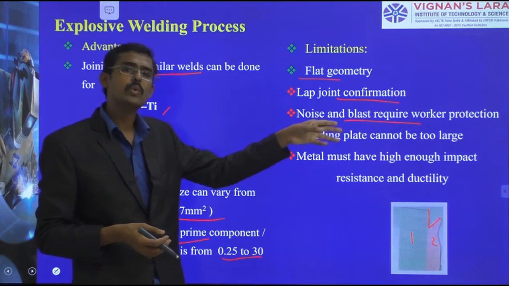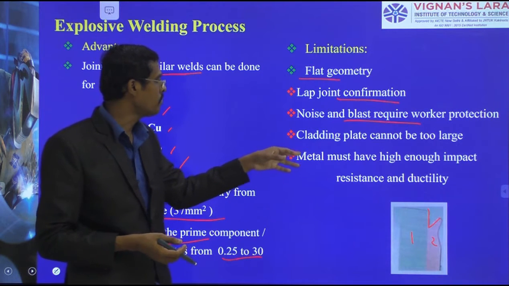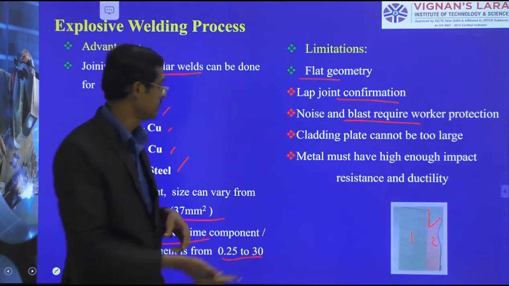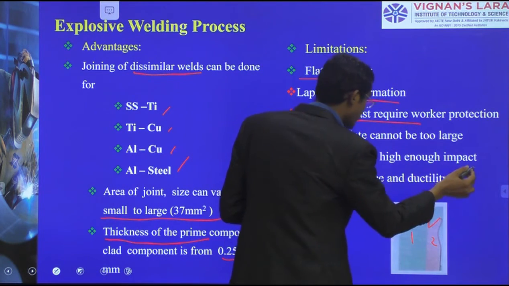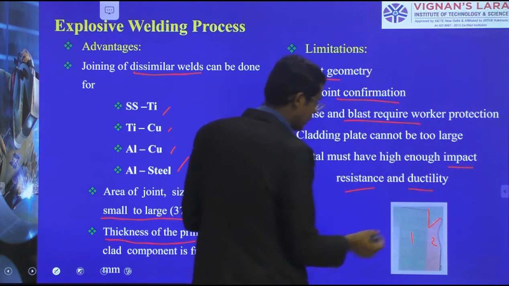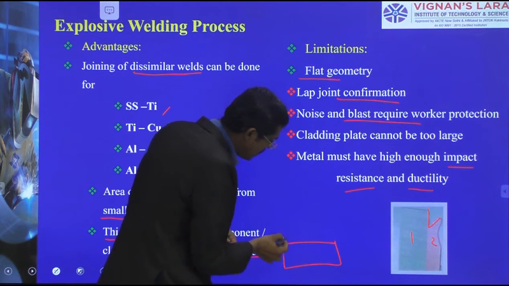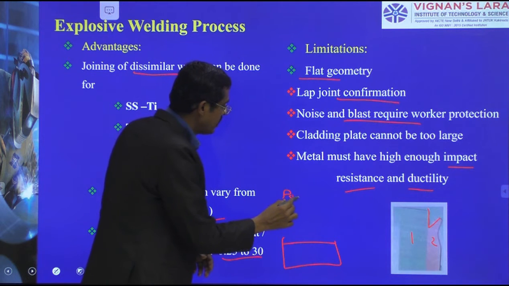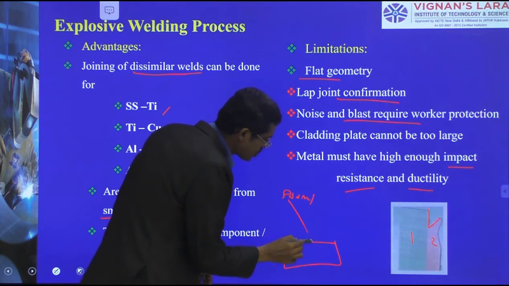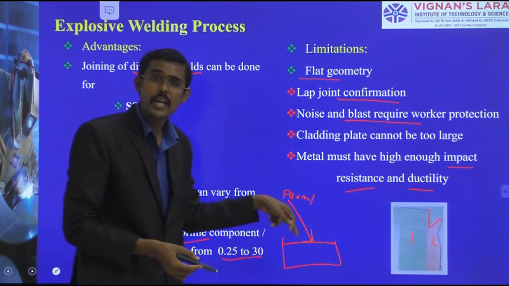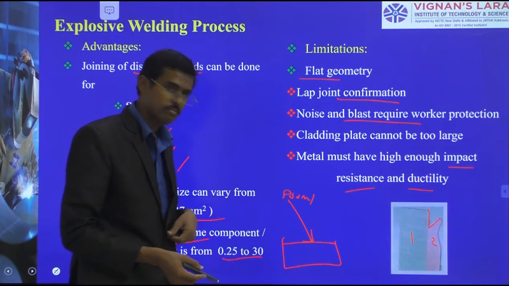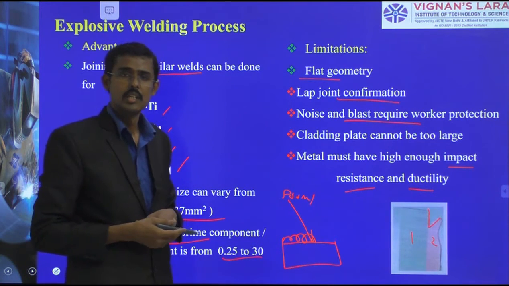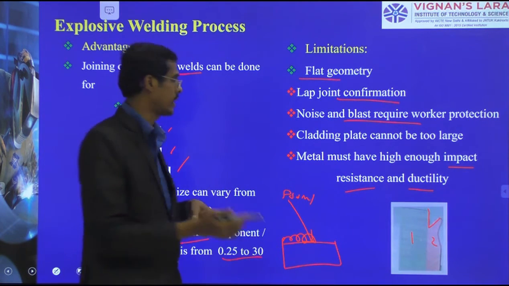The cladding plate cannot be too large, and the metal must have high enough impact resistance and ductility. The base material should have high impact resistance. Otherwise, when it comes forcefully at 500 meters per second, it should not break here. If it is breaking, then the cladding will not happen. It is a waste of time. Therefore, these things should be taken care of.